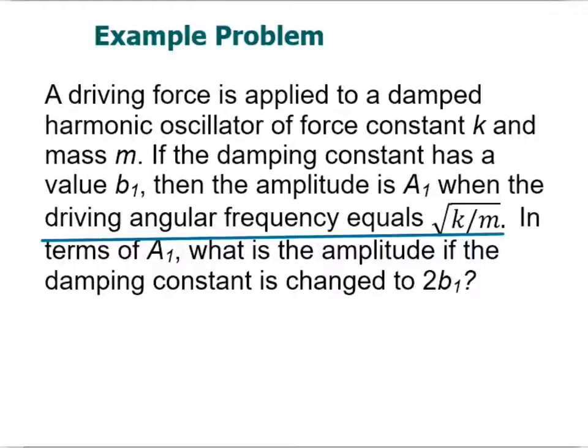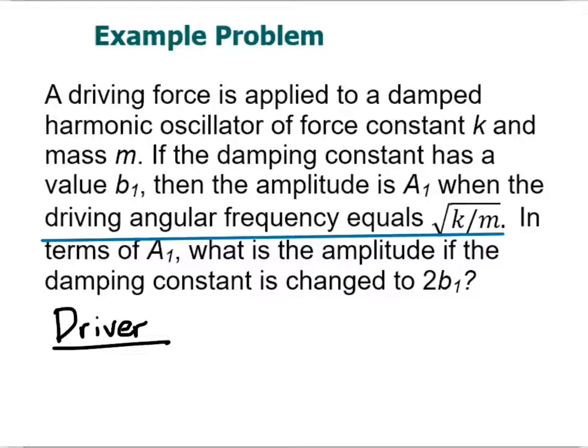So in terms of A1, what is the amplitude if the damping constant is changed to a different value of 2B1 instead of B1? We have a kind of before and an after situation, and I'm being asked, when the damping constant is changed to this value, what is going to be my new amplitude?